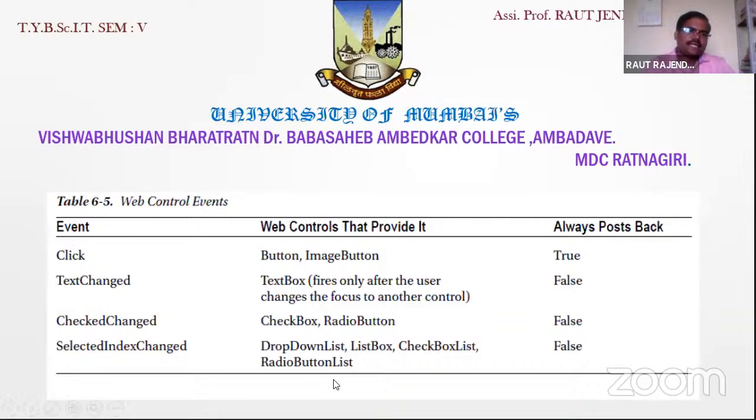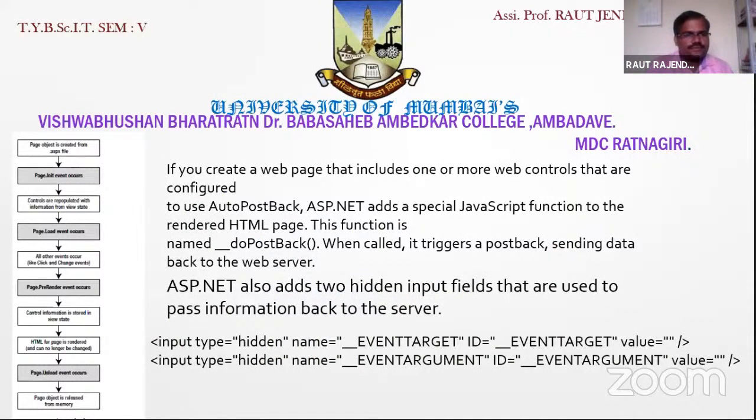Then next is the selected index change event, which is related to web controls like drop-down list box, checkbox list, radio buttons, and by default the property is false. This is the way your postback works.